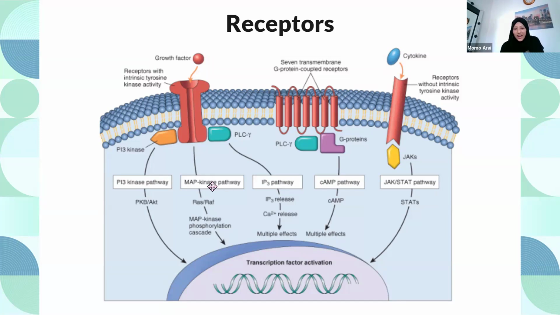If you know that, like I memorized it like this, honestly. The ones with their own tyrosine kinase activity have the kinase pathway. Okay, so PI3 kinase, MAP kinase. And this one is IP3. I know it's a bit different, but IP3 is the inositol triphosphate pathway.